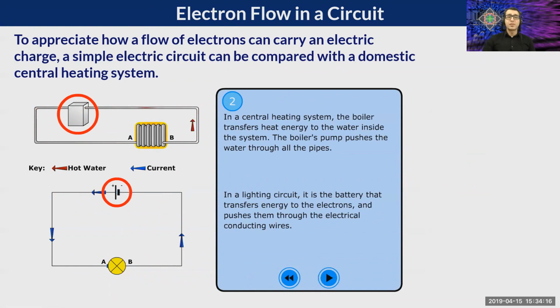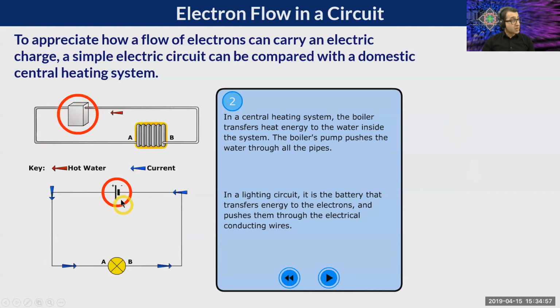In the central heating system, the boiler transfers heat energy to the water molecules inside the system. The boiler's pump pushes the water through all of the pipes. Now, in a lighting circuit like this one, it's the battery or the power supply, the cell, which transfers electrical energy to the electrons, and then pushes them through the electrical conducting wires to the devices, which will then transfer that electrical energy into other forms. So in this analogy, the power supply in the electrical circuit is analogous to the boiler and pump in a central heating circuit.